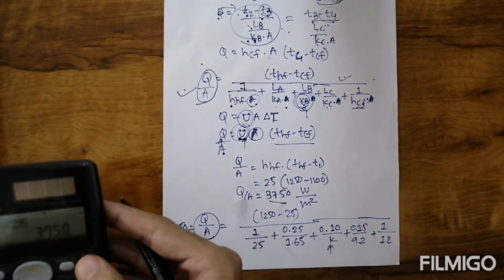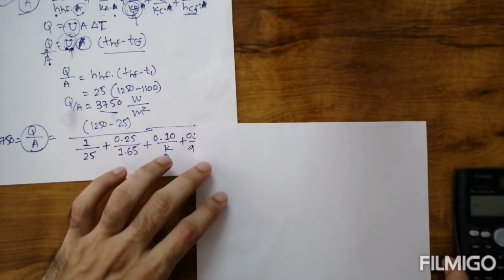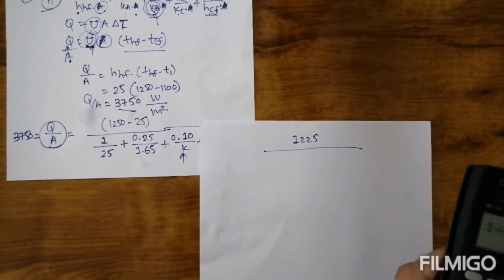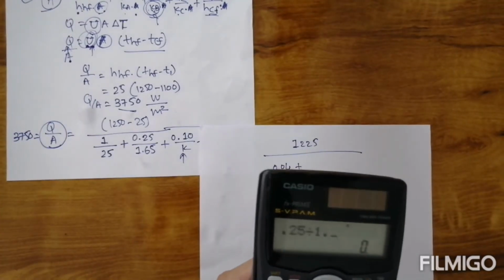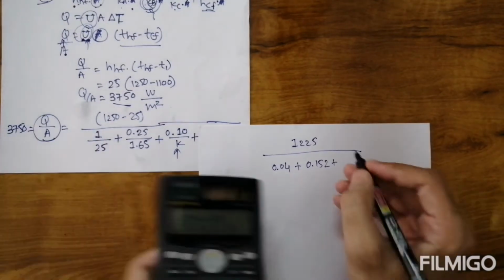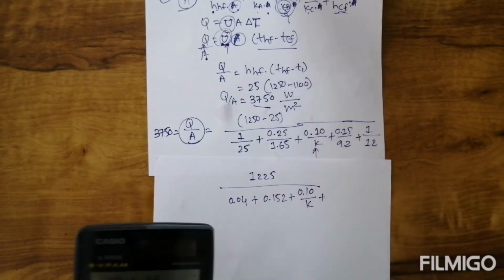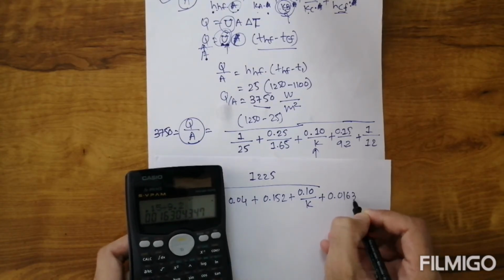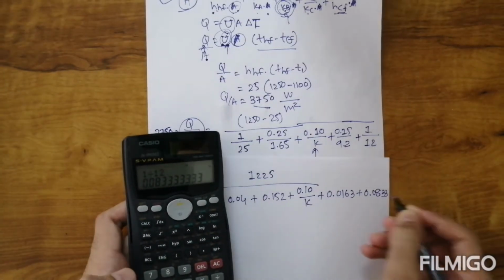First of all, we find the individual resistances. First, the upper side: 1250 minus 25, so it will be 1225, divided by 1 divided by 25, so it will be 0.04, plus 0.25 divided by 1.65, which will be 0.152, plus 0.10 divided by K as it is, plus 0.15 divided by 9.2, which is 0.0163, plus 1 divided by 12, which will be 0.0833. Okay.